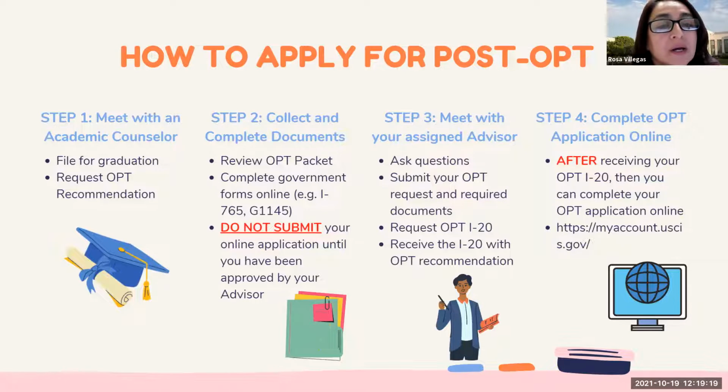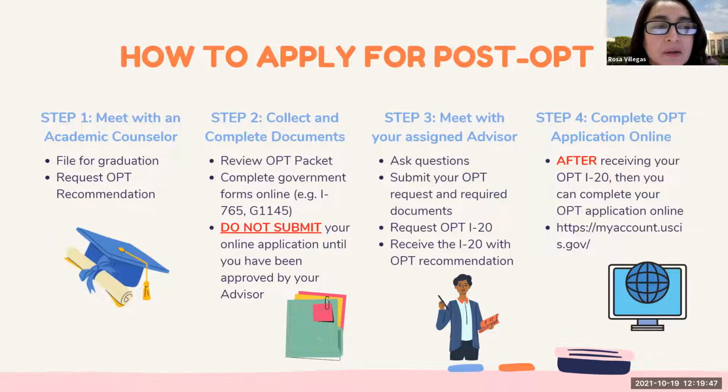Second, you're going to collect the rest of the documents. One of the documents is the OPT recommendation form, which you're going to get from the counselor. But there are other documents that are required for the application. Later on, we will have the list, but basically it's your I-20s, the copy of passport, visa, and of course the application fee that you're going to have to have ready.